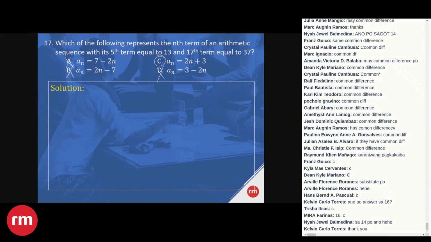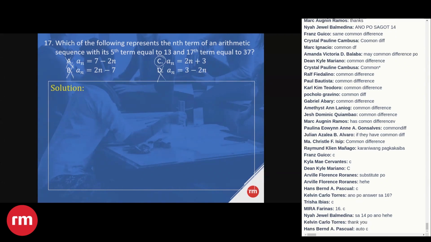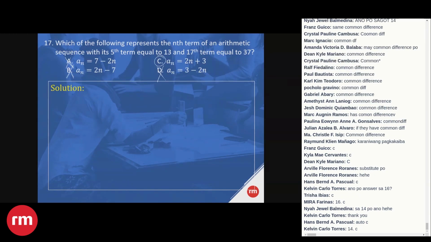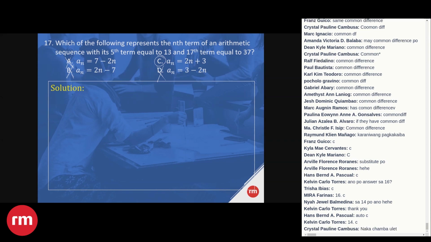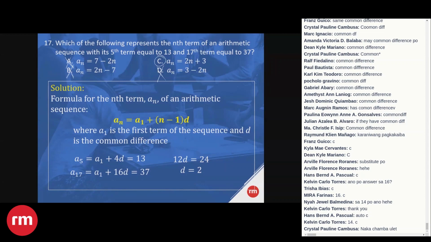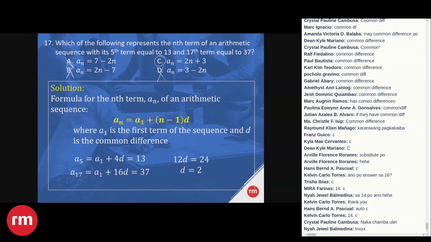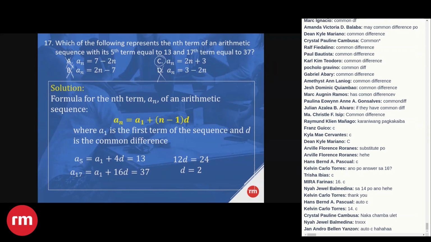So paano nalalaman? If you have the 5th term, you use n equals 5, and the corresponding answer should be 13. So that's why for number 17, the correct answer is letter C. But the long method ay gagamit kayo ng formula ng arithmetic sequence. This formula tells you that A sub n is equal to A sub 1, the first term, plus n minus 1 times d.